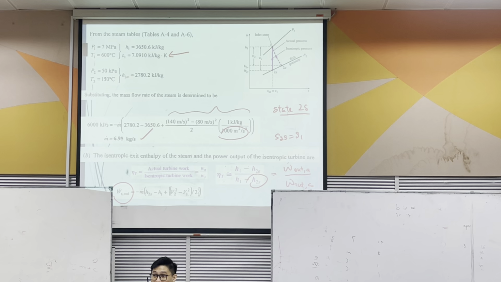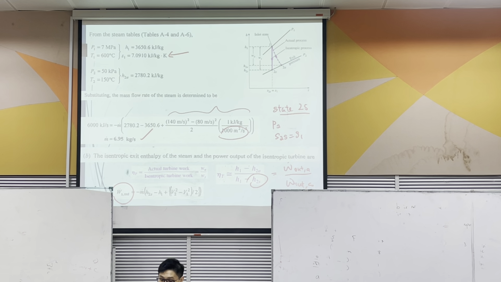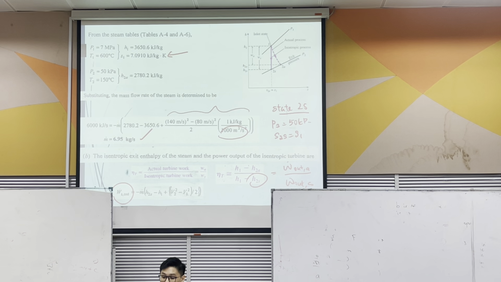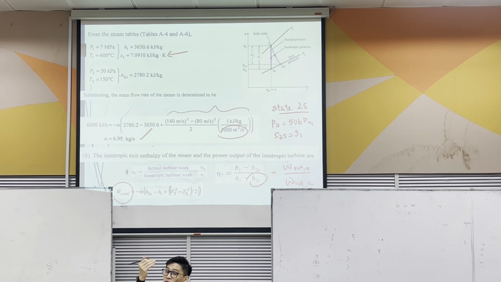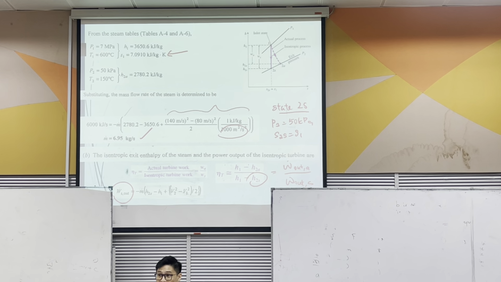Pressure is another thing that you can take. So P2 is still 50 kilopascal. Of course, you are not going to assume P2 equals 50 kilopascal and T2 equals 150 degrees Celsius, because if you assume both of them, then you're getting back H2A again. So one of them will actually remain constant.